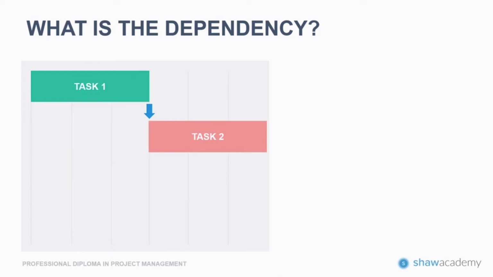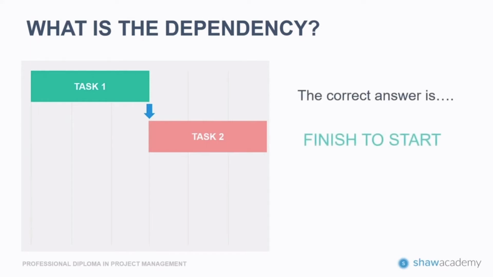If you think you know the answer, go ahead and type it into Morpheus. The correct answer is finish to start. It is our most common and generally your default dependency within a project. The predecessor must finish before the successor can start. So task 1 must be finished completely before task 2 can start.